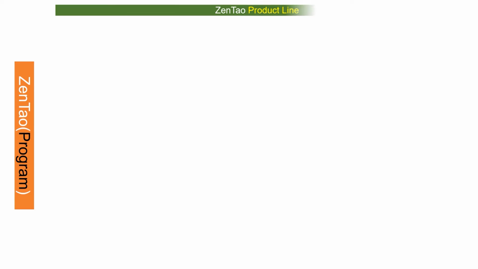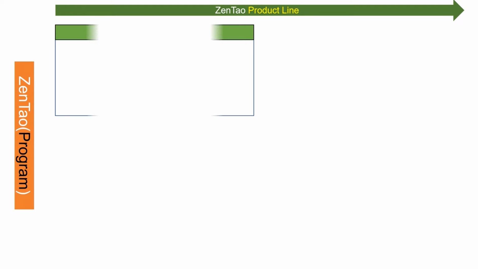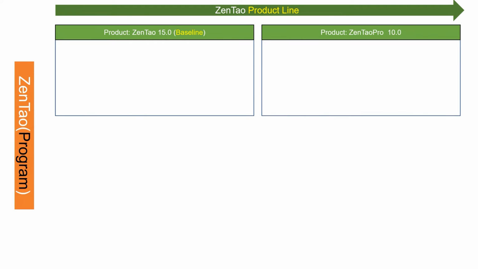Then, let's see the concept of a product. Create a product line and name it Zentao. A product line has several related products. Under this product line, create 2 products, Zentao open source and Zentao Pro.